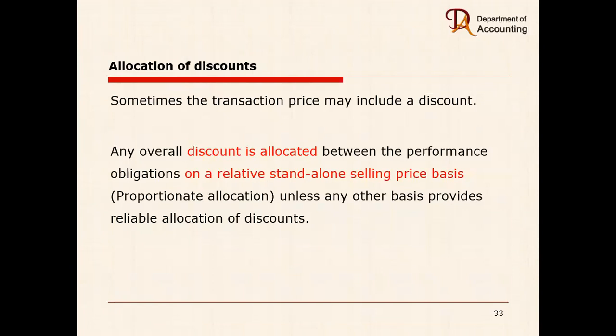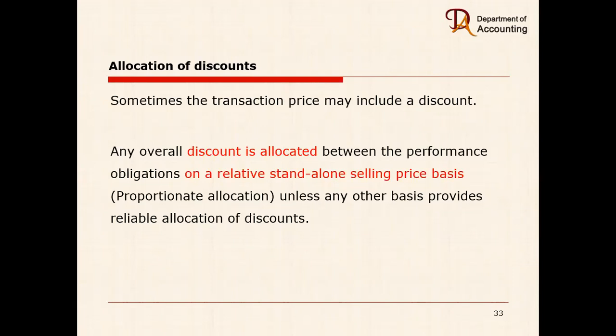Now, as I told you, it is highly unlikely that when you are purchasing a package, you may be charged the simple summation of the individual prices of the performance obligation. But maybe you would be offered that at a discount. So this is the realistic scenario. Sometimes the transaction price may include a discount. Any overall discount is allocated between the performance obligation on a relative standalone selling price basis. So if you have a discount scenario, you must first identify the discount and you need to allocate that particular discount among the performance obligation.